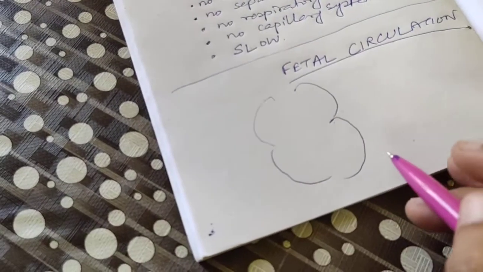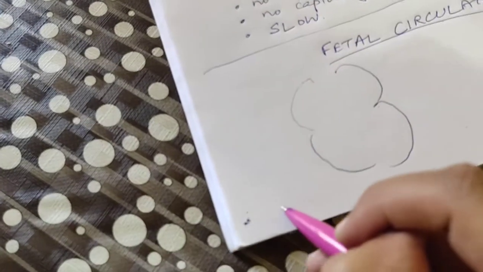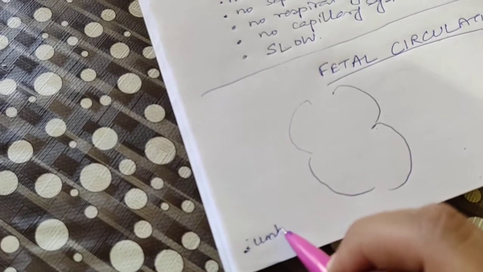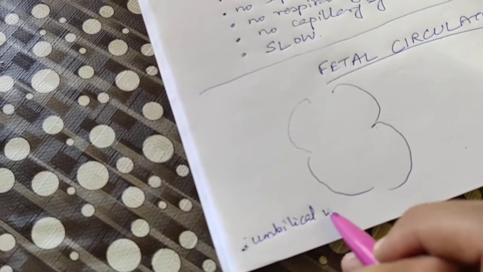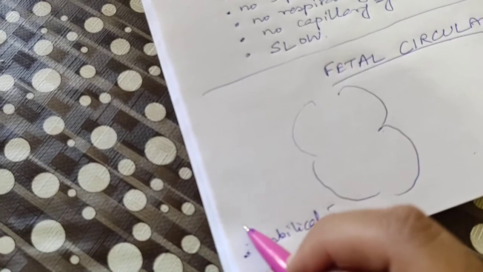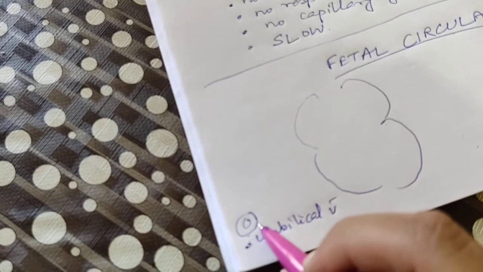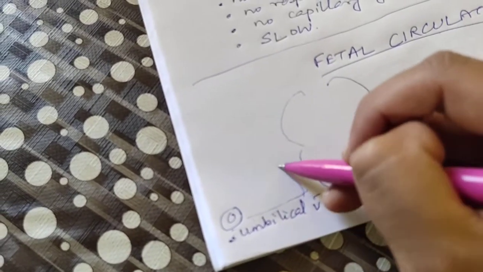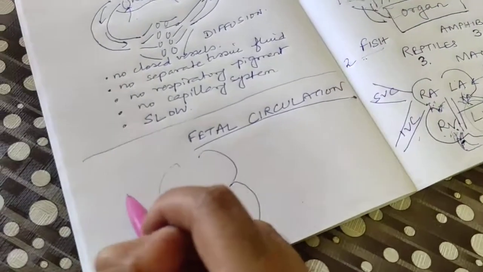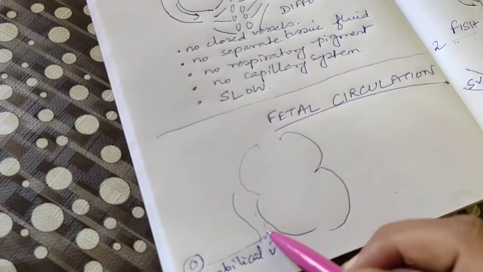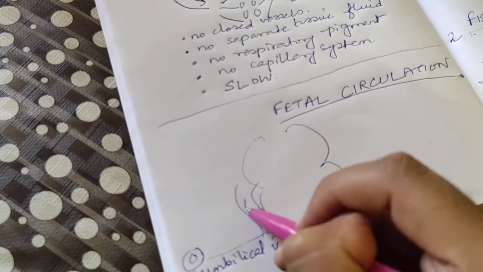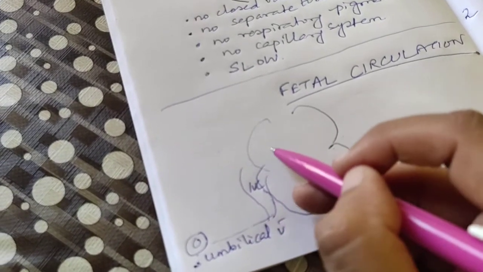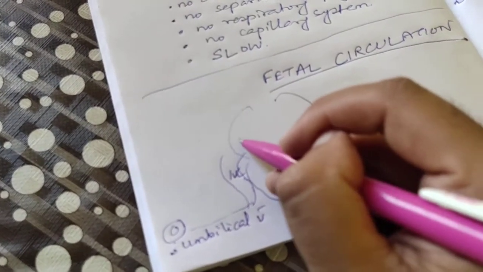How is it different? Well, the oxygenated blood here comes from the umbilical veins. So umbilical veins carry the oxygenated blood, which is carried via the superior and inferior vena cava. The inferior vena cava connects the umbilical vein. So from the umbilical vein, the oxygenated blood goes to the right side of the heart.